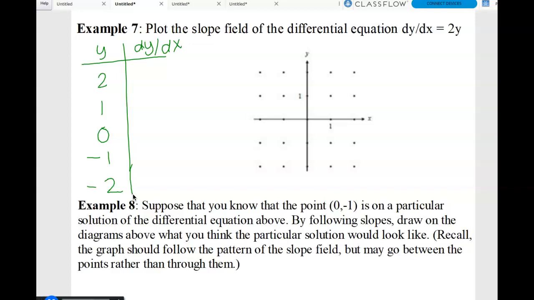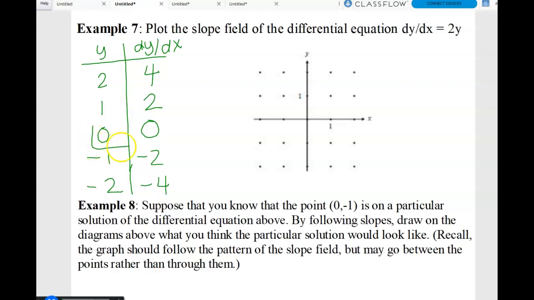It doesn't matter what the x's are. So I don't have to do an x and a y table because the y's are only affecting it. So when y is 2, my slope is 4. When y is 1, my slope is 2. When y is 0, my slope is 0, negative 2, negative 4. So what that means is the x's are useless. The slopes are going to be the same across the rows. Every row has to have an identical slope.